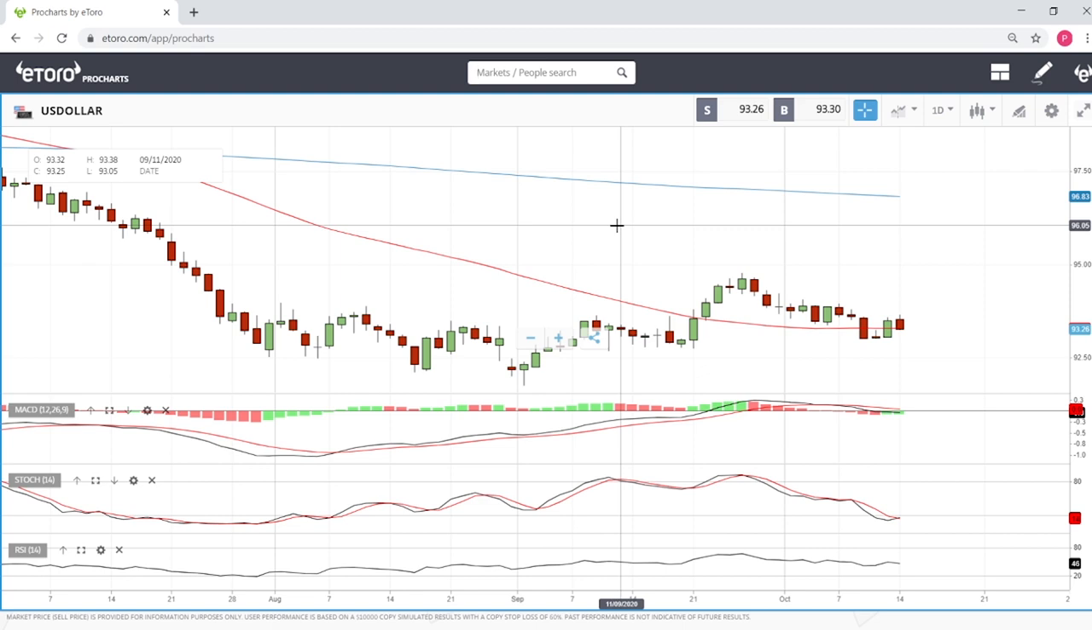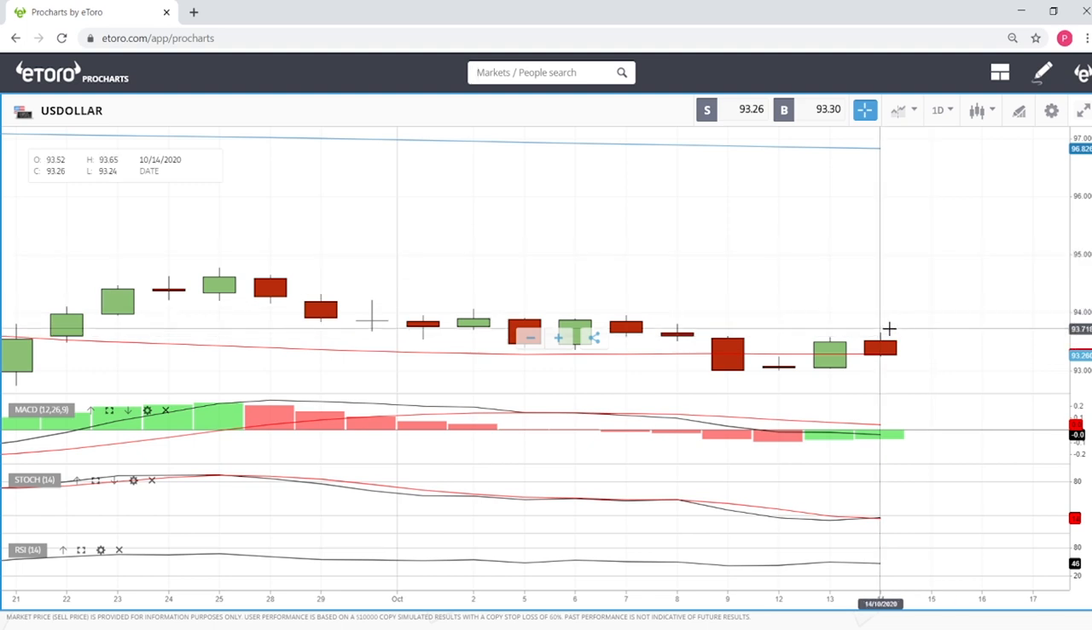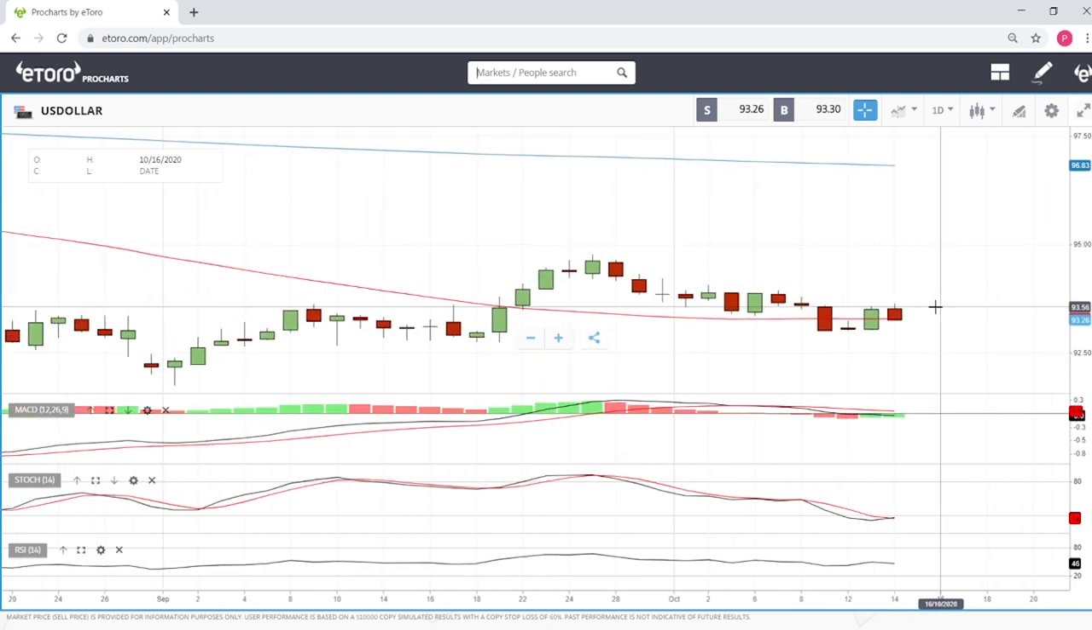So we'll start out by looking at the US dollar index. And as you can see, we rallied yesterday quite nicely above the 50 moving average. However, today we have fallen quite aggressively. And at the moment, we are just at the 50 moving average.